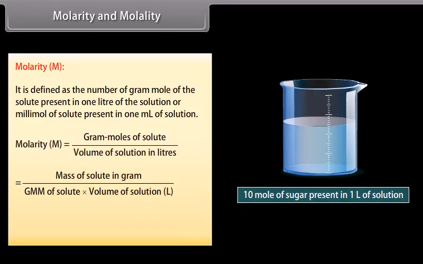Mathematically, molarity is represented by M is equal to Wb in grams divided by product of gram-mole mass of B and volume of solution in liter. A solution having molarity 1 is called molar solution.